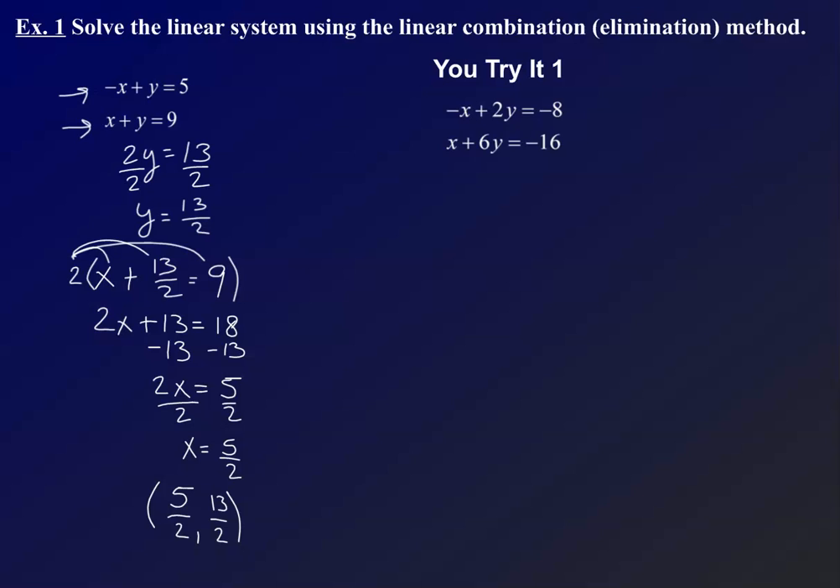Now that you've tried it, again, the x's are the same but opposite signs, so we can just add, and when we do, the x's cancel. 2 plus 6 is 8y. Negative 8 and negative 16 is negative 24. We need to divide by 8, and then y is going to equal negative 3.